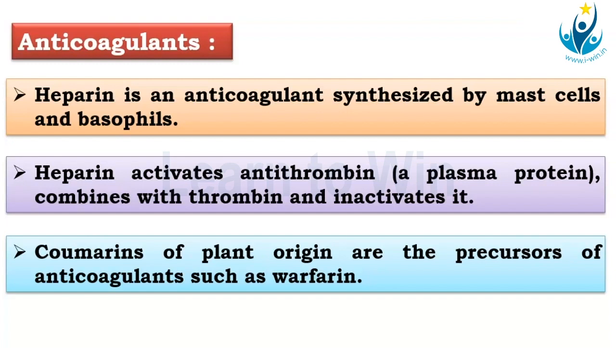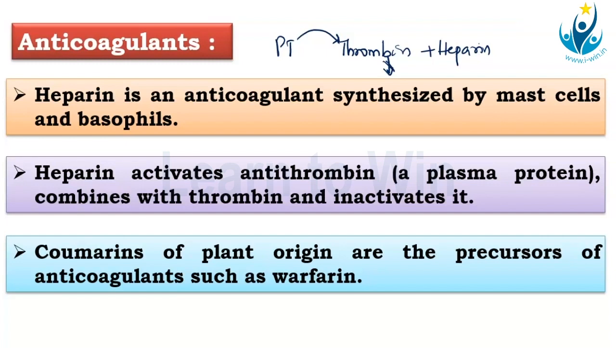So where there is no clotting required, you need to have an anticoagulant, which is heparin, produced within our own body. Now heparin activates antithrombin, which binds with thrombin and inactivates it. I mean, prothrombin gets converted to thrombin, right? But if heparin is bound to this thrombin, then it cannot convert fibrinogen to fibrin.